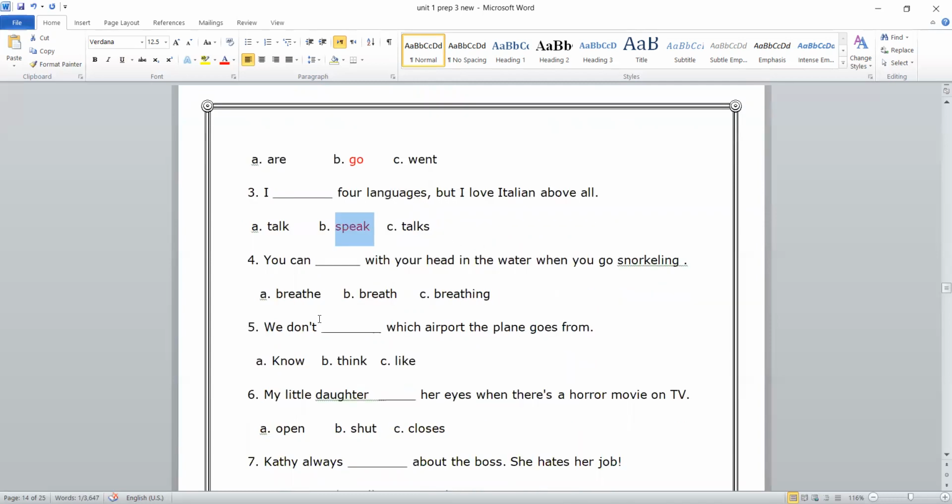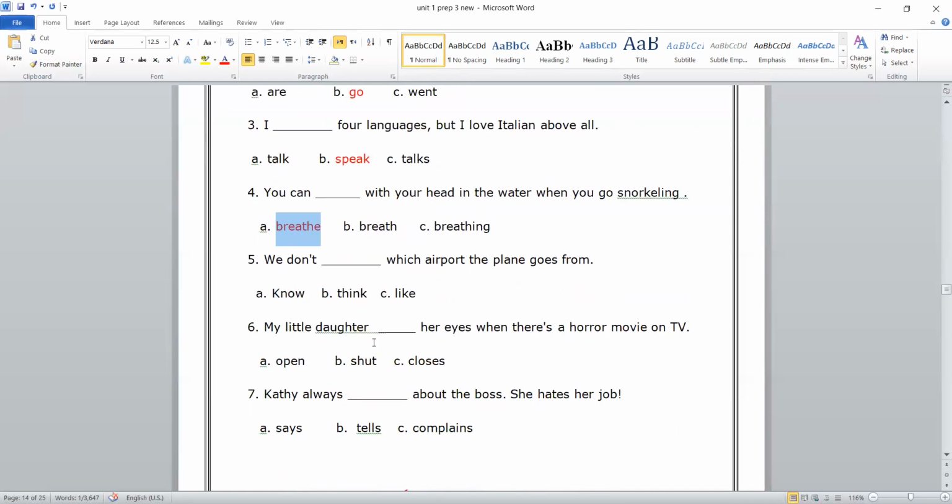You can blank with your head in the water when you go snorkeling. Breathing? Of course, you can breathe. We don't blank which airport the plane goes from. We don't know, think, like. What is the right answer? Yes, you are right. We don't know.